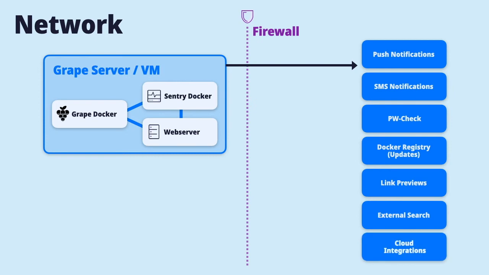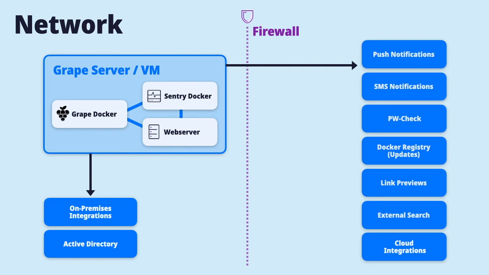If you're installing Grape in a high security environment, you can disable link previews and you can disable certain external searches. The Grape server also needs to be able to talk to user management systems like Active Directory and to any integrations that it's connected to, like Jira or Confluence, and you need to make sure that on the network level it can make requests to those servers. Usually it's in the internal network and not in the DMZ, but if you want to put the Grape server in the DMZ, you would need to make sure that it can connect to all those internal systems.